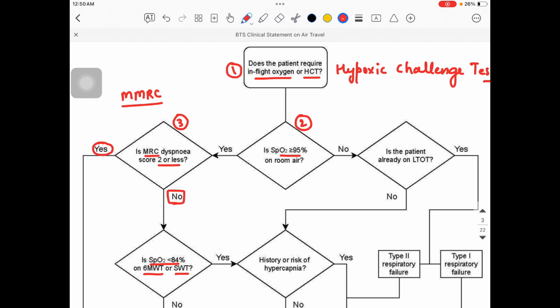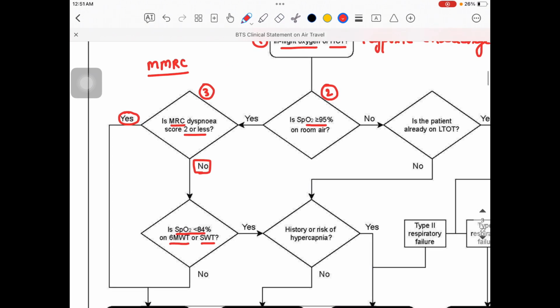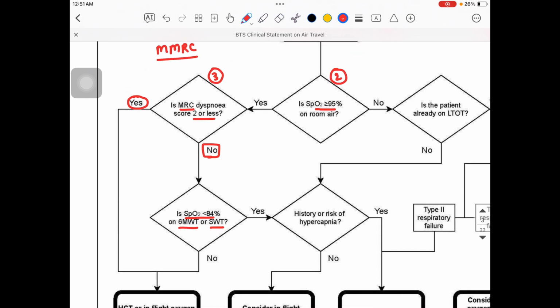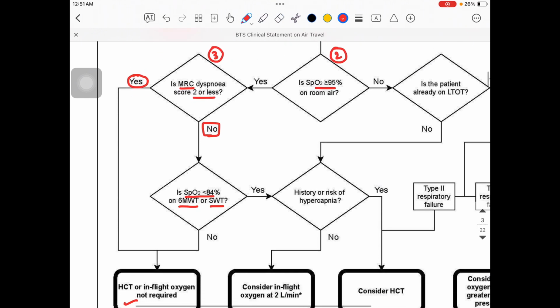If the saturation is more than 95, then we need to see the Modified Medical Research Council MMRC dyspnea score. Is it 1 or 2, I mean 2 or less, or is it more than 2, that is 3 or 4? If it is 1 or 2, then the patient is safe for the flight. And if it is 3 or 4, I mean the MMRC grade is more than 2, then we need to come to the 6-minute walk test or the shuttle walk test.